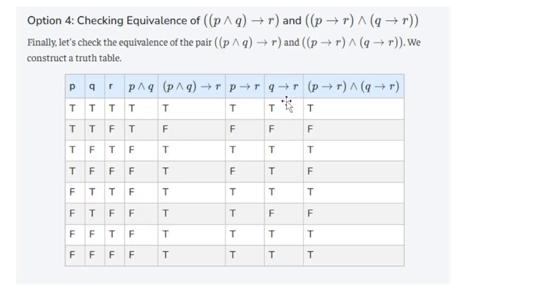The fourth statement is not equivalent. As per this truth table, you can see the values we get for P and Q implies R, but for P implies R and Q implies R we are getting different values. So these two columns are not equal. So we can state that these two statements are not logically equivalent. So option 4 is wrong. Okay, I hope this is clear.